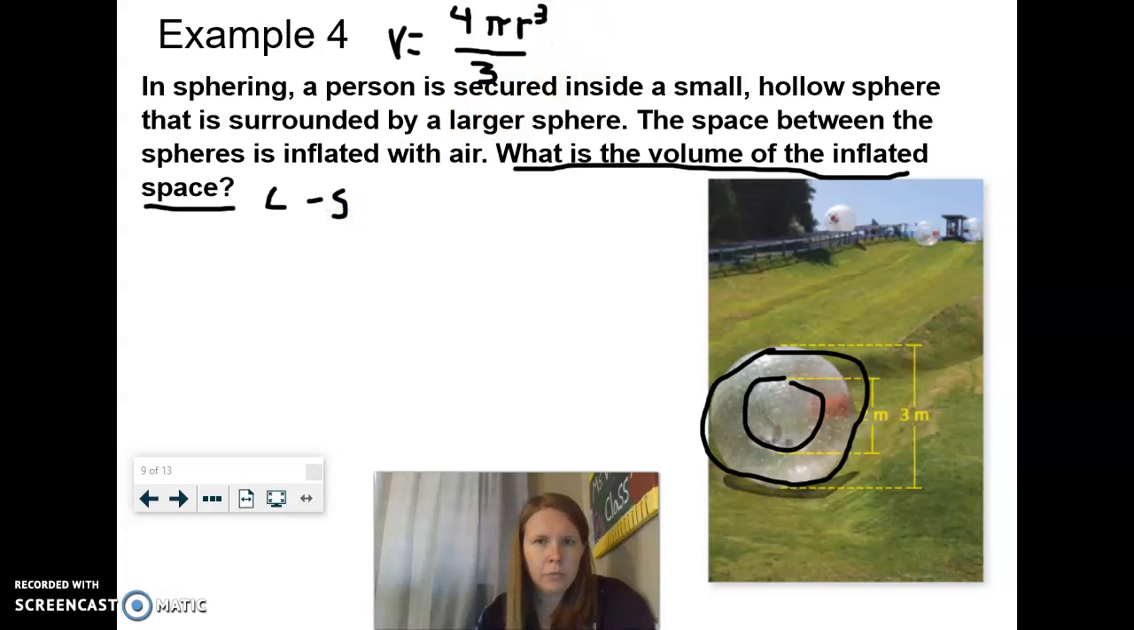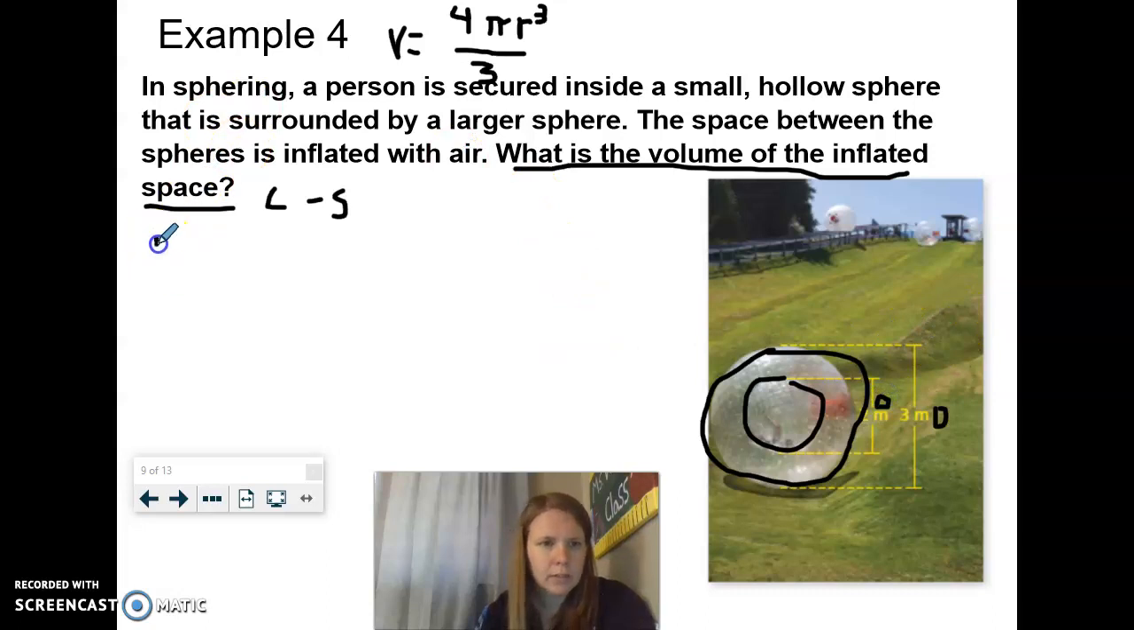Using your volume formula again for a sphere, which is 4 pi r to the third divided by 3. Now, let's look at our measurements here, because these measurements from one end to the other are giving me the diameter. So I'm going to have to be very careful. This is my diameter. This is also a diameter. So I need to make sure I'm putting in the radius. Remember, your radius is going to be half that.